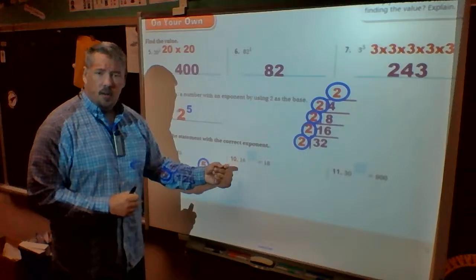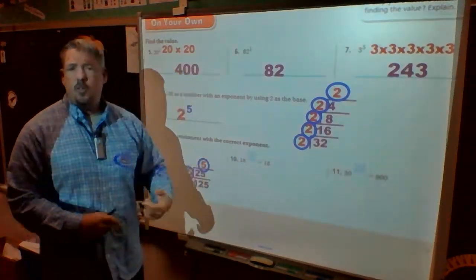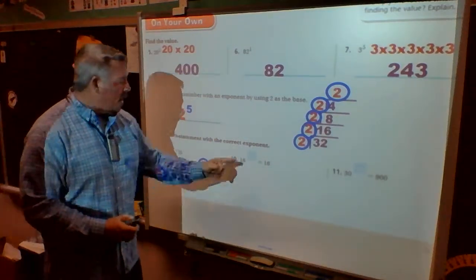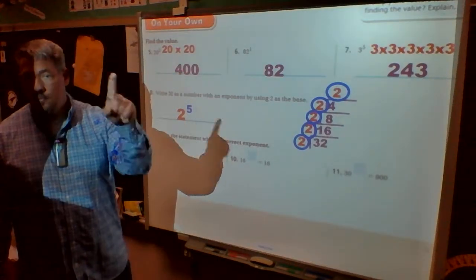This one, I don't have any math that I have to do at all, do I? Because I have the number, it has an exponent, and it's equal to the original base number. So I know that exponent has to be 1.